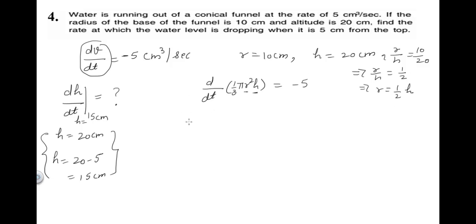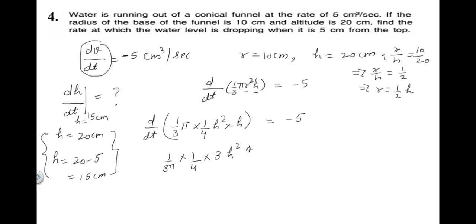So putting this value here, 1 upon 3 pi being a constant, taking out, instead of r, I am putting 1 by 2 h. So what will be r square? 1 upon 4 h square into h is equal to minus 5, and we have d by dt of this complete function. Instead of r square, I have placed 1 upon 4 h square and h. Now 1 upon 3 pi into 1 upon 4 into, now h square into h is h cube. Differentiation of it will be 3h square dh by dt equals minus 5.